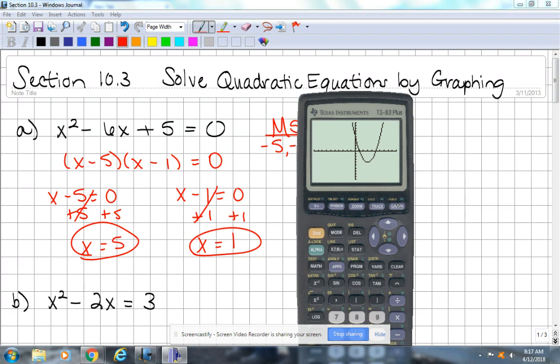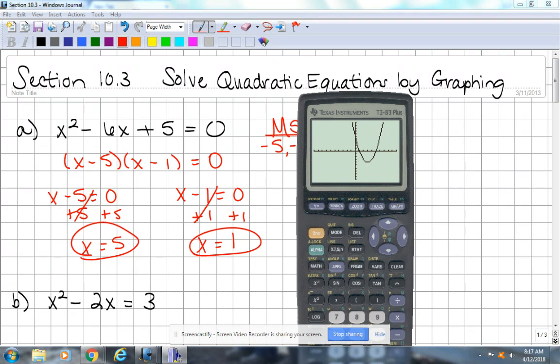You didn't type it wrong. X squared minus 6. There's 6. There's 6. I got you. Does everybody have the parabola now? If you don't, you have to let me know because you're not going to know how to do this.